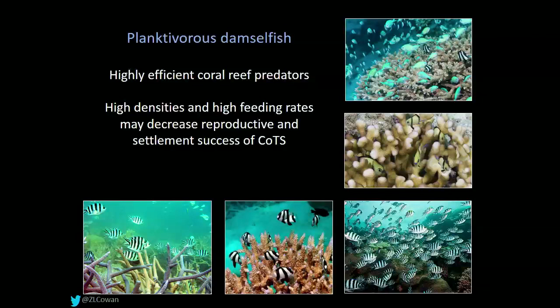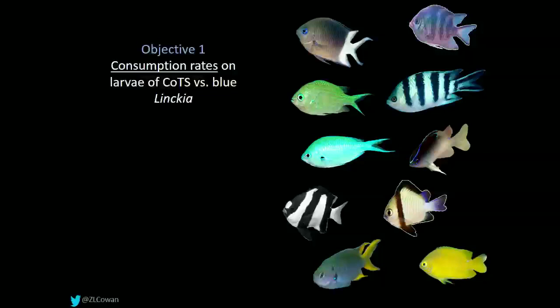So to establish whether planktivorous reef fish could be important in regulating abundance and/or contributing to these extreme fluctuations in abundance of COTS, I used these 10 species of damselfish as predators, and I tested the consumption rate of larvae of COTS versus larvae of another common coral reef starfish, Linckia laevigata, which is the blue starfish. I used this as a comparative species because it co-occurs with COTS. It has a similar larval developmental pattern, and while it's generally very common, it doesn't exhibit the same extreme fluctuations in population size that we see in COTS.